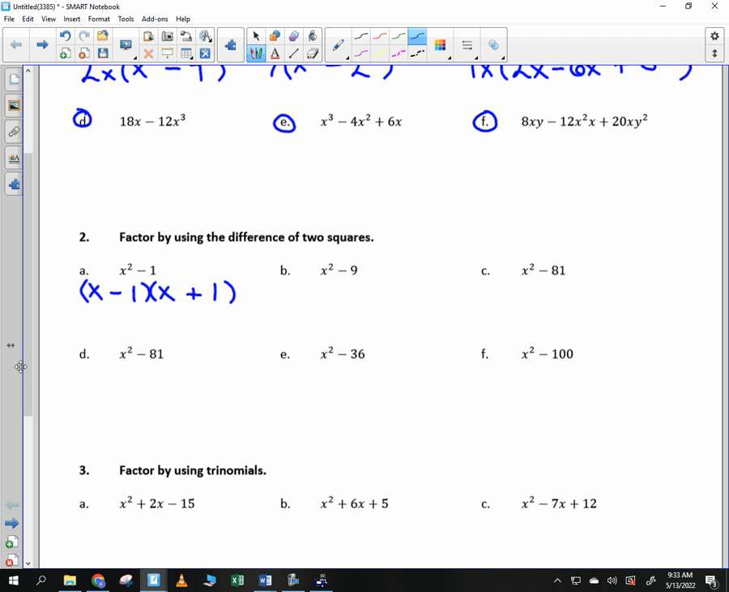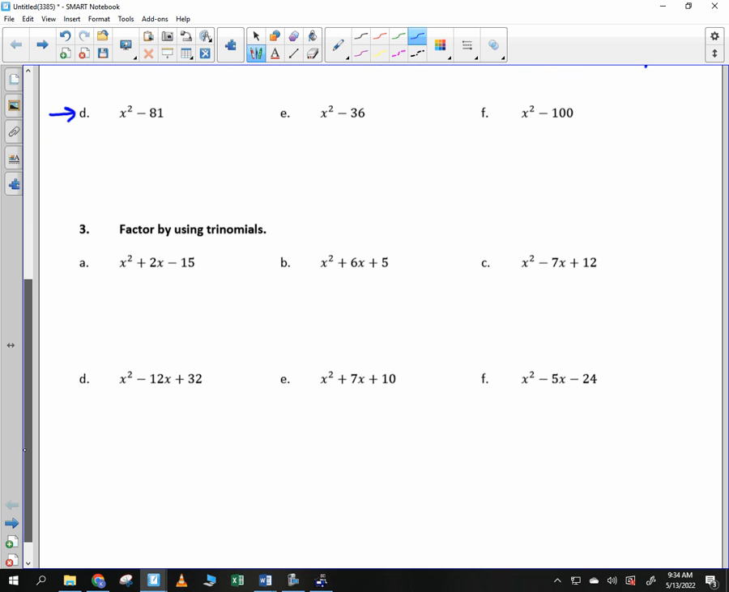The next one, letter B, again, x times x is x squared. And then what do you multiply to get -9? -3 and +3. Notice that they are perfect squares. You have the same number multiplied by itself, and it's a plus and a minus. So the next one, we have x and x, and it's a -9 and a +9. So those are nice and easy. These will be factoring by difference of two squares as well.